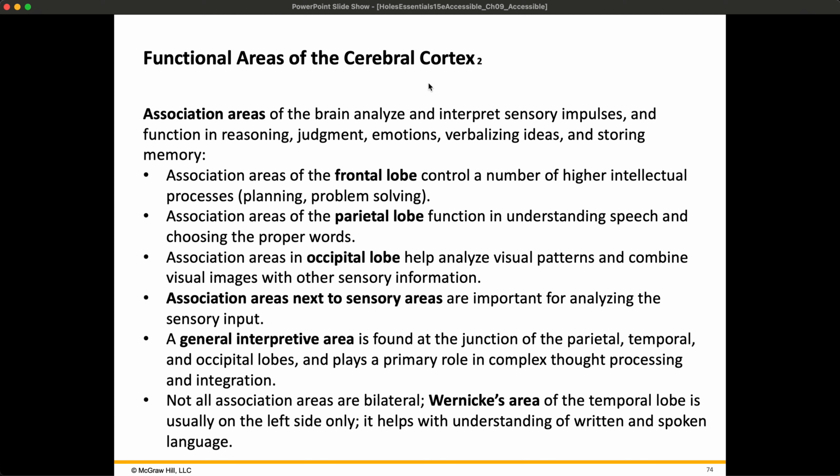With the cerebral cortex, you also have the 4 lobes of the brain, or 5 lobes if you include the insula. This is where things like higher order reasoning, judgment, emotions, and verbalizing ideas are all stored. So yes, I would expect you to know that the frontal lobe is higher intellectual processes, planning and problem solving. Parietal lobe, speech. Occipital lobe, visual patterns and sensory information. It does not have the insula on this page. So be familiar with all of those.